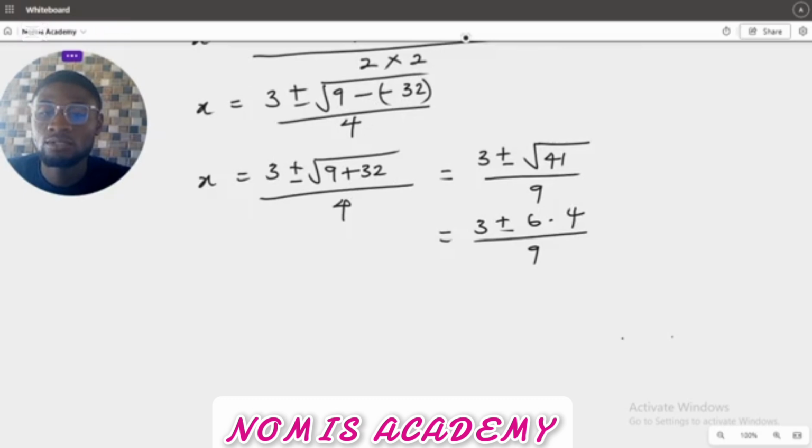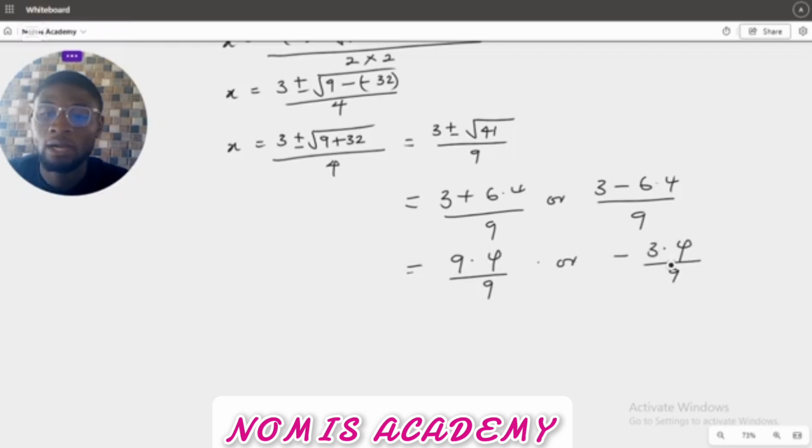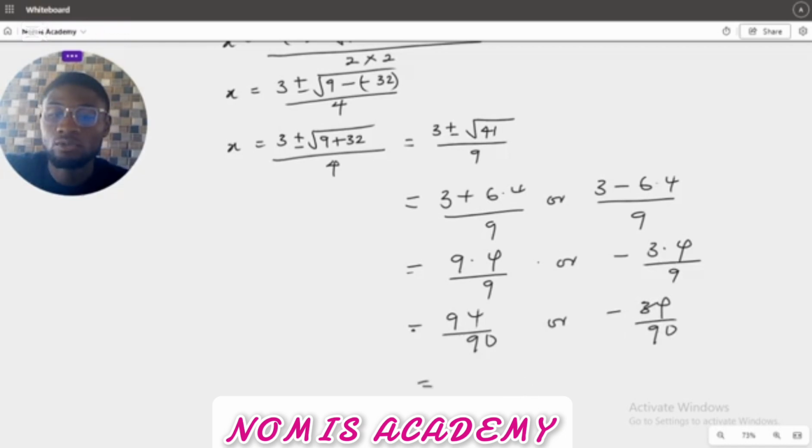Divided by 9. So this is equal to 3 plus 6.4 divided by 9, or 3 minus 6.4 over 9. So this is equal to 9.4 over 9, or minus 3.4 over 9. So I can decide to make it 94 over 90, or minus 34 over 90. So we can divide to get our answer.